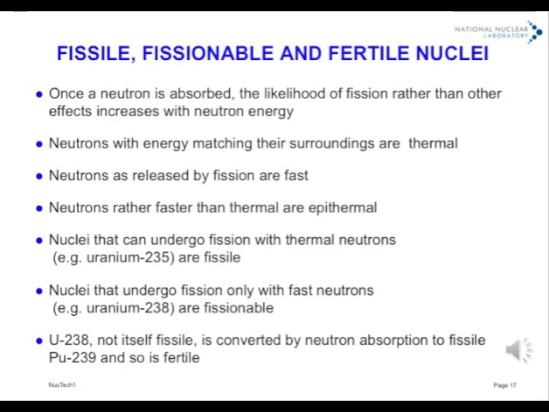With energies greater than thermal, but well below the fast range, they are known as epithermal. Nuclei that undergo fission in thermal neutrons are fissile, an example being uranium-235, while those that need fast neutrons to cause fission are fissionable, such as uranium-238. Those that are not themselves fissile, but capable of transmutation into fissile products, are fertile, for instance, uranium-238, thorium-232.